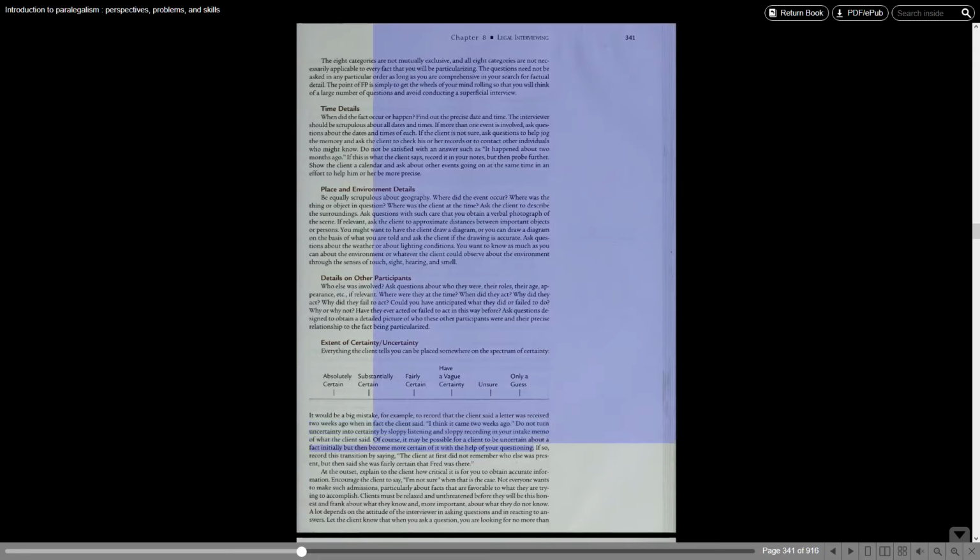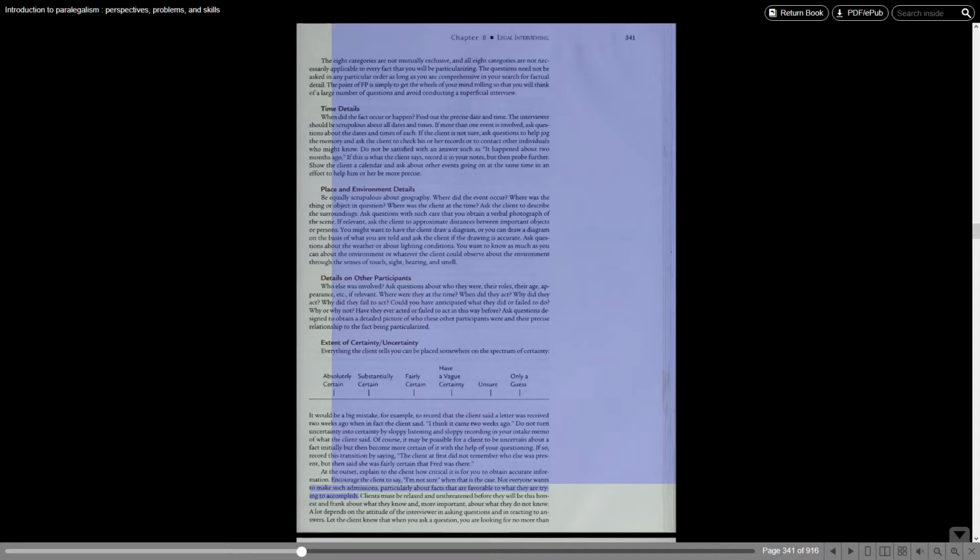Of course, it may be possible for a client to be uncertain about a fact initially, but then become more certain of it with the help of your questioning. If so, record this transition by saying the client at first did not remember who else was present, but then said she was fairly certain that Fred was there. At the outset, explain to the client how critical it is for you to obtain accurate information. Encourage the client to say, "I'm not sure," when that is the case.